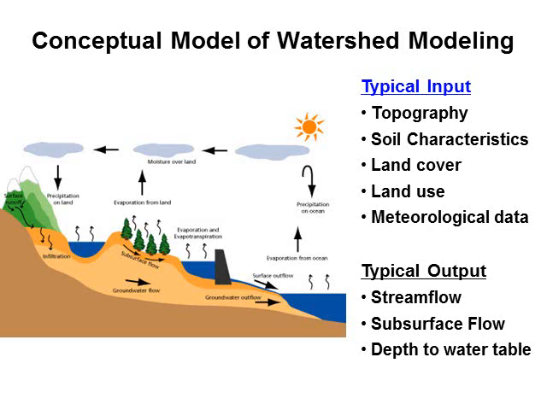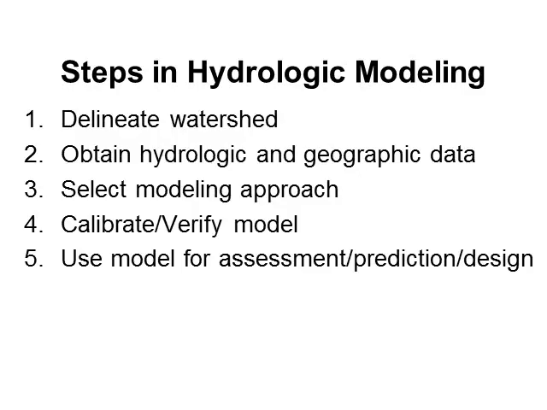Now, typical outputs of hydrologic models include stream flow or runoff, potentially subsurface flow, and also depth to water table. The focus of the work we're doing here, and most of the work that we do in general, really focuses on that first point, which is stream flow, as opposed to the other two, which typically involve a more detailed groundwater model. So what are the steps in hydrologic modeling?